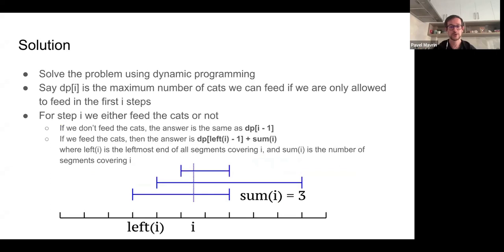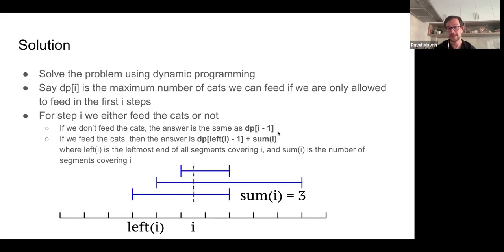So how do we solve this problem? We can solve it using dynamic programming. Let's say that dp of i is the maximal number of cats I can feed if I am only allowed to feed in the first i steps of my process. How can we recalculate these values? Let's look at the final step, step i. There are 2 possible cases: I can feed the cats or I can not feed the cats. If I don't feed the cats in step i, then the result will be the same as dp of i minus 1. Because if I am only allowed to feed in steps from 1 to i, and I don't feed in step i, I am only allowed to feed from 1 to i minus 1. So the answer is the same as dp of i minus 1.